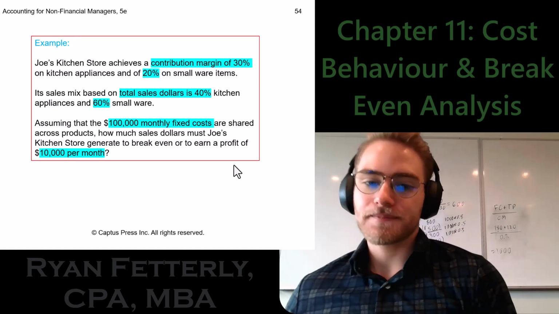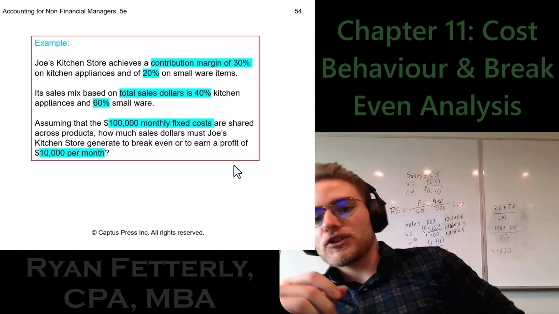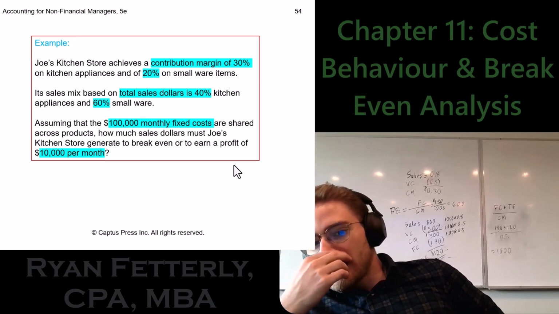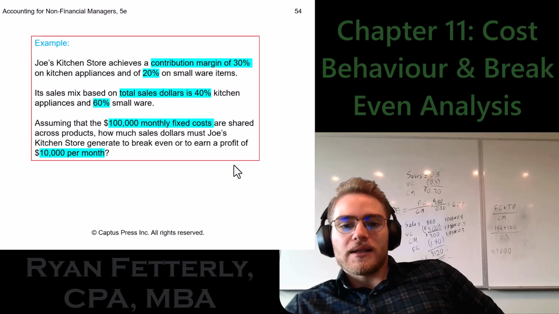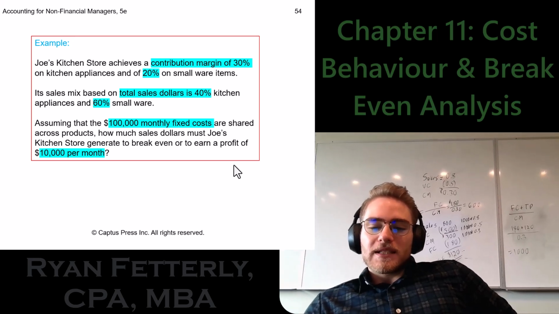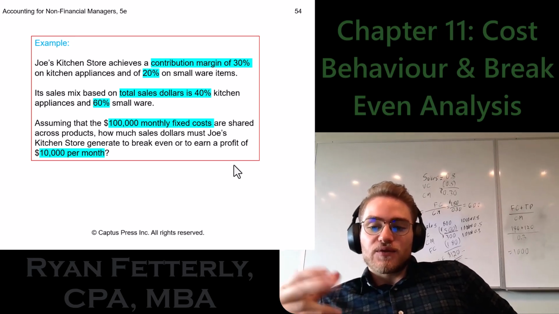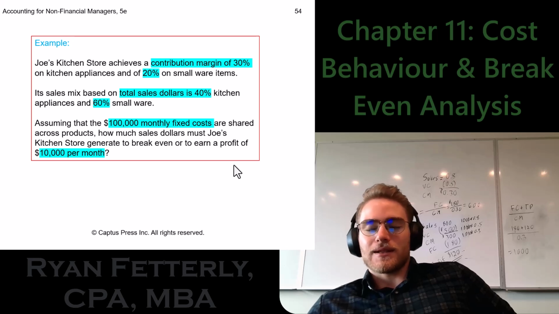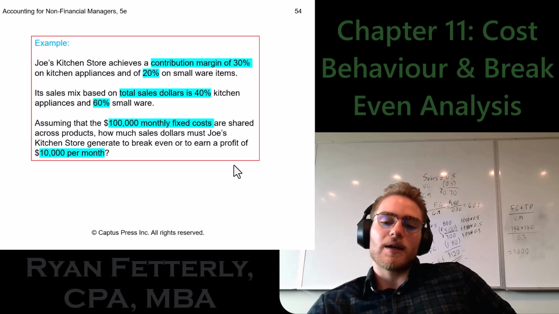This is what it looks like. So Joe's Kitchen Store basically achieves a contribution margin of 30% on kitchen appliances and 20% on smallware items. So its sales mix based on total sales dollars is 40% kitchen appliances and 60% smallware. Okay, so 40% of our sales is going to come from our kitchen appliances, and then 60% of our sales are going to come from knives, forks, stuff like that, right?